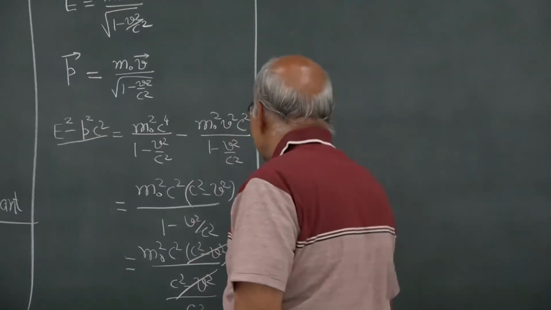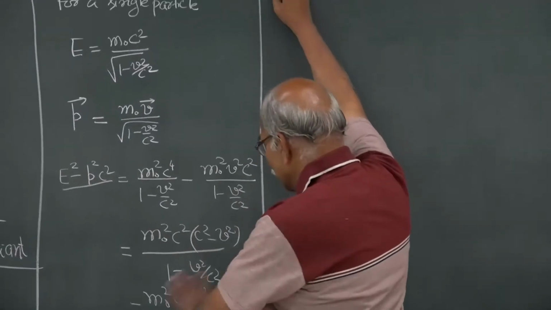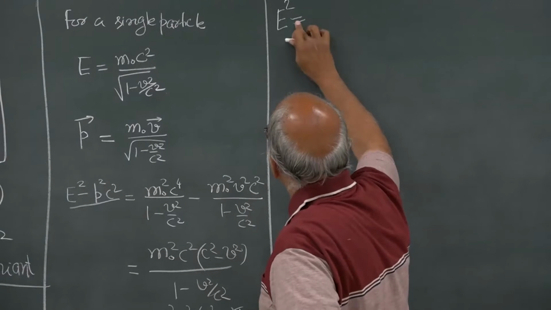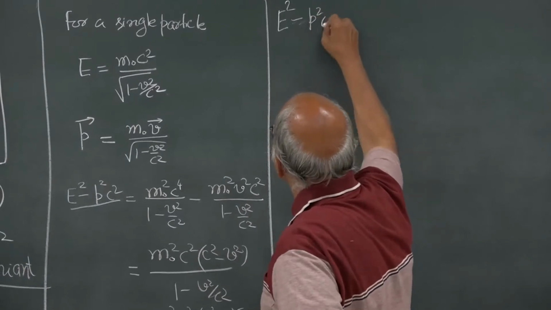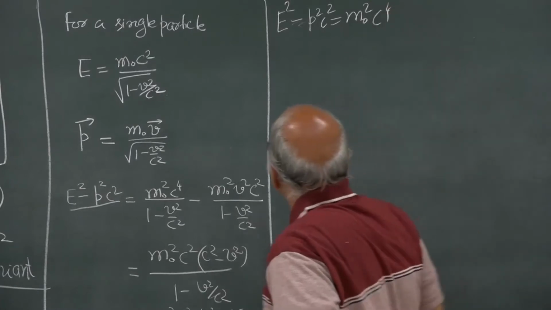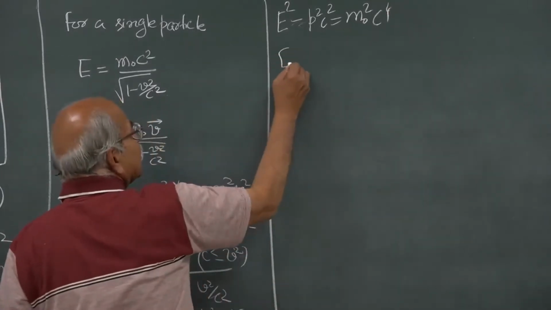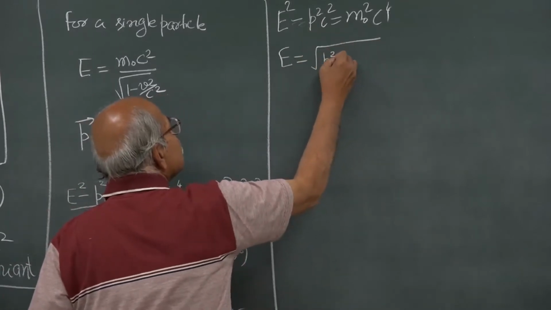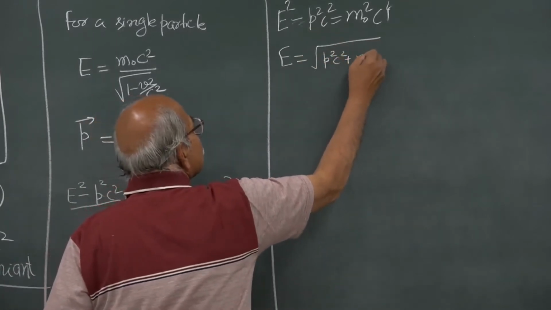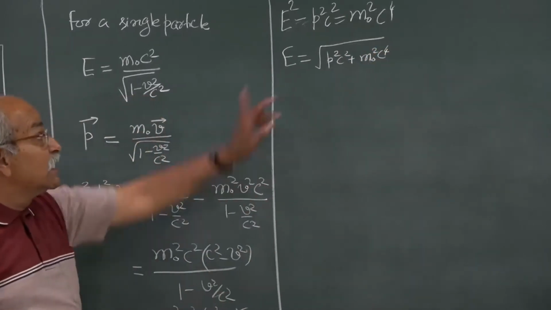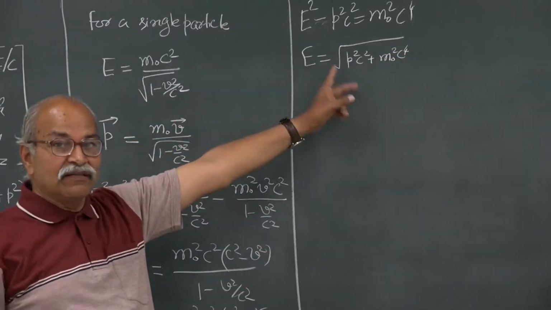So, for a single particle you have another good relation, E square minus P square C square is equal to m naught square C 4. Useful, very useful equation. E you can write as square root of P square C square plus m naught square C 4. For a single particle, remember, for a single particle.